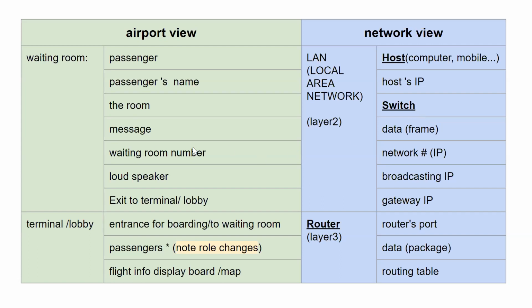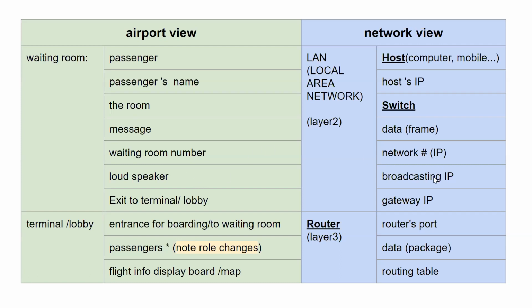Okay, and the waiting room number. You know how in airports each waiting room has a different number, like A1 or B3 or whatever. This waiting room number is going to be called the network IP address. So it is basically an IP address for the network. And then the loudspeaker, where sometimes people are announcing things such as, everyone in this waiting room, we are now boarding such and such plane.